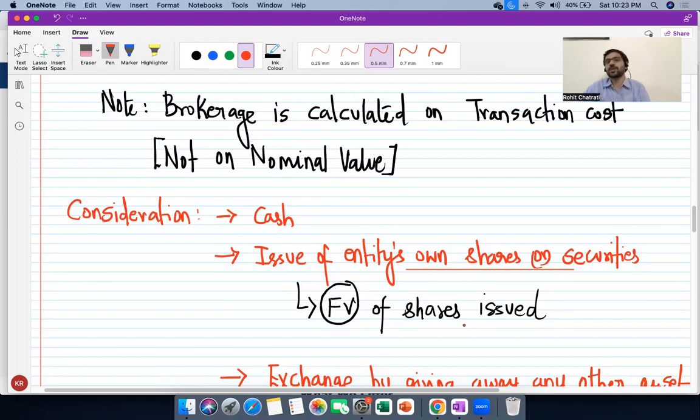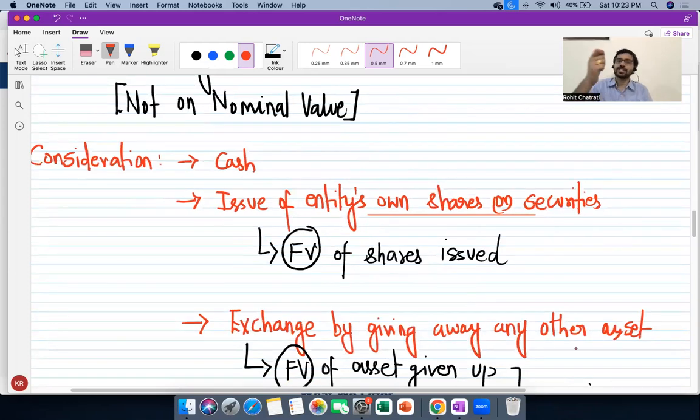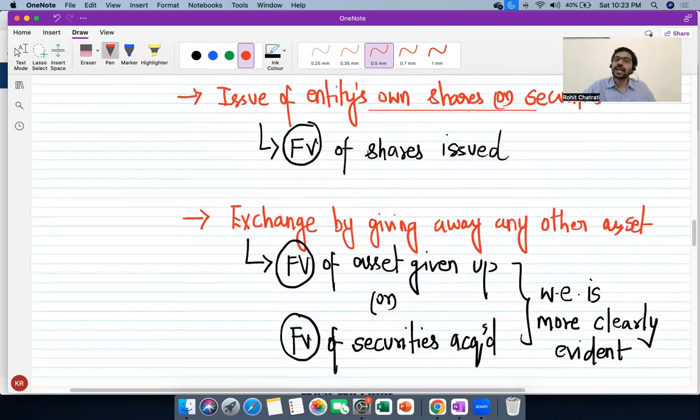So therefore, what the accounting standard 13 has done is, if I am giving away any asset, if I'm acquiring investment in Reliance by exchanging it with another asset, then it is giving me a choice. Take the fair value of the asset given up. What is the fair value of the iPhone 14 that you have given up? Take the fair value of that, compare it with the fair value of the securities that you have acquired. You have acquired Reliance in equity shares. Find out the fair value of the Reliance equity shares. Look at whichever is more clearly evident.